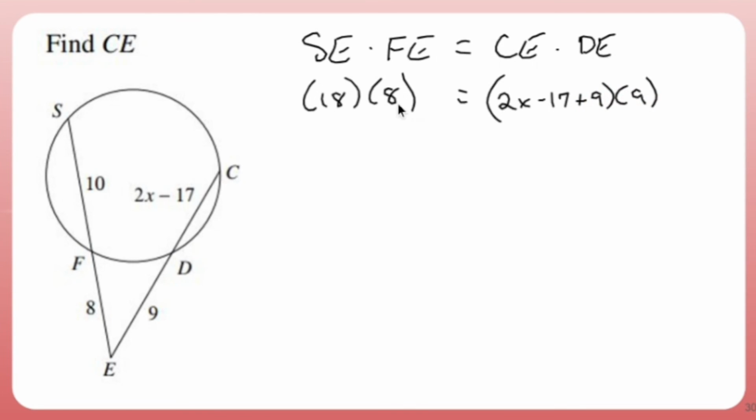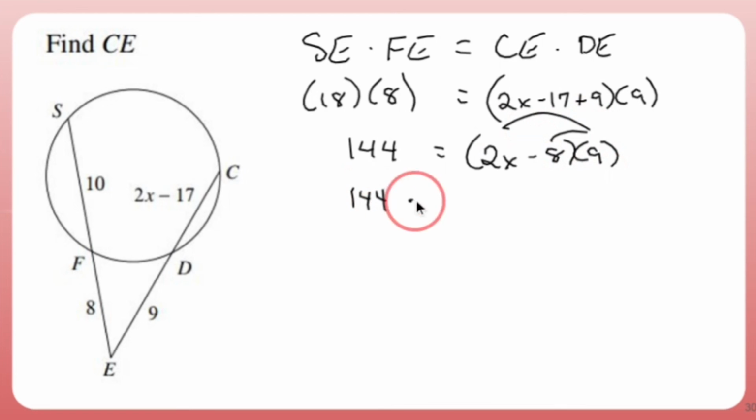18 times 8, according to my watch, would be 144. Thank you, watch. Now I have 2x minus 17 plus 9, which is minus 8. So multiply that by 9. That's distributive property right there. So 144 on the left is unphased. I have 9 times 2x, which is 18x, and 9 times negative 8, which is minus 72.